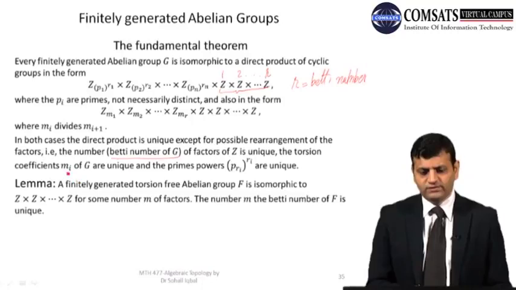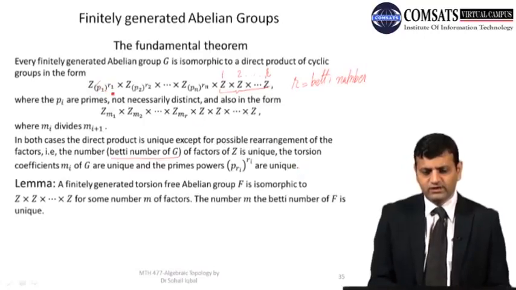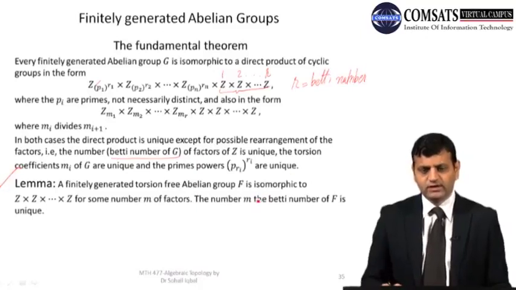Okay, so the torsion coefficients m_i of G_i are also unique, and the prime powers are also unique. So these numbers are unique, but their order could be different. So for example, it could be Z_{p2^r2} cross Z_{p10^r10}, up to and so on, but p1 raised to power r1 should be one of these copies. So the primes should be unique, but their order could be different. So, a very important result, the next lemma, and we'll be using it in our consequent lectures.